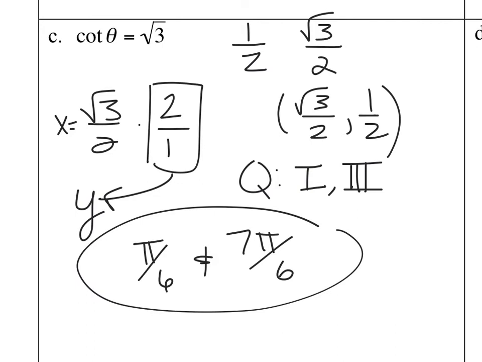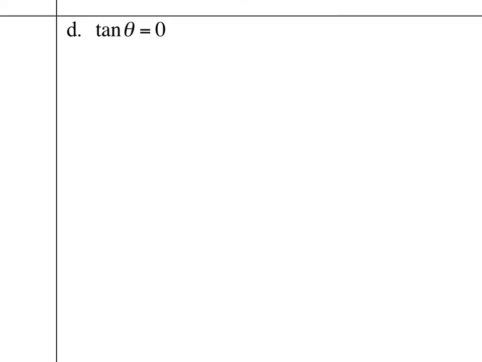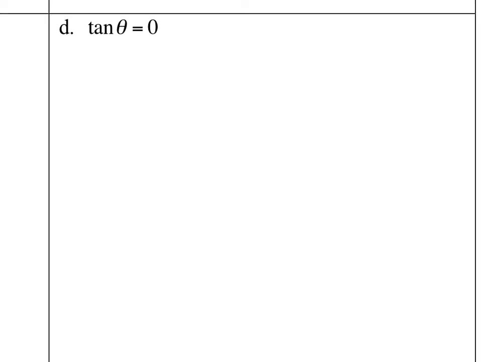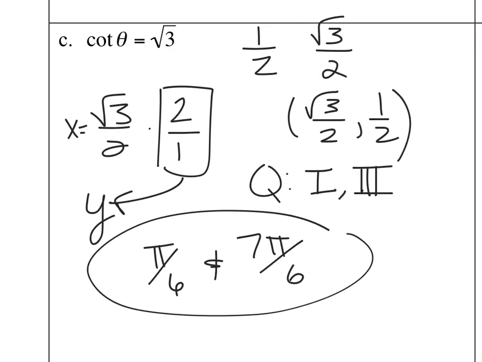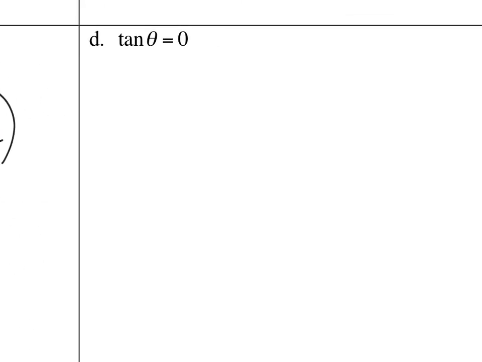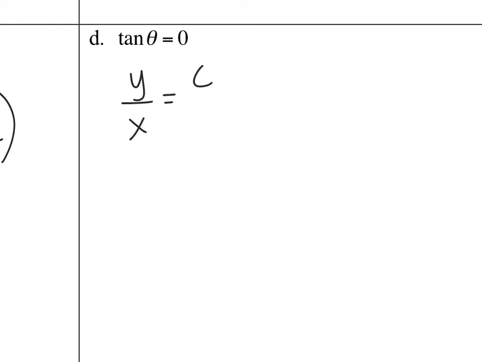All right, one more on this page. And this one is tangent of 0. So what do we know about tangent equaling 0? Where does 0 have to be? On top. Tangent is y over x, so that means my 0 has to be the y. So I want to know, where is y equal to 0?